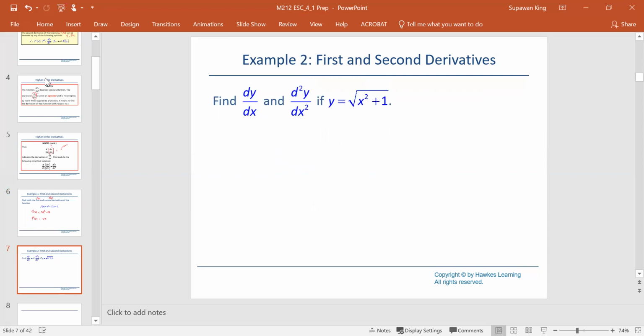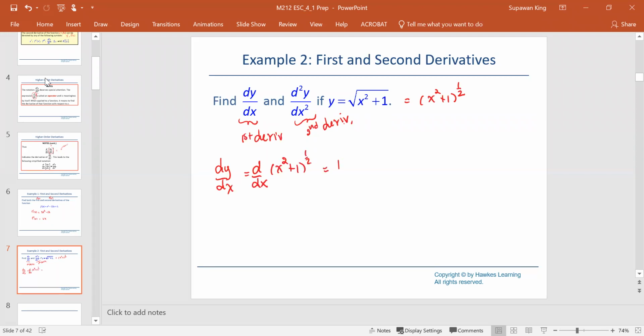The second example, find dy by dx and d2y dx squared. So dy by dx is the first derivative, and d2y dx2 is the second derivative. For the function y equals square root of x squared plus 1, we rewrite it as x squared plus 1 raised to the power 1 half. To find dy by dx, or the first derivative, we find the derivative with respect to x of the expression x squared plus 1 to the power 1 half.